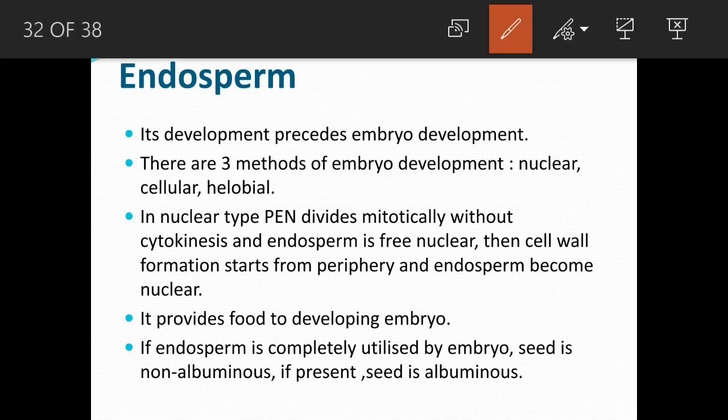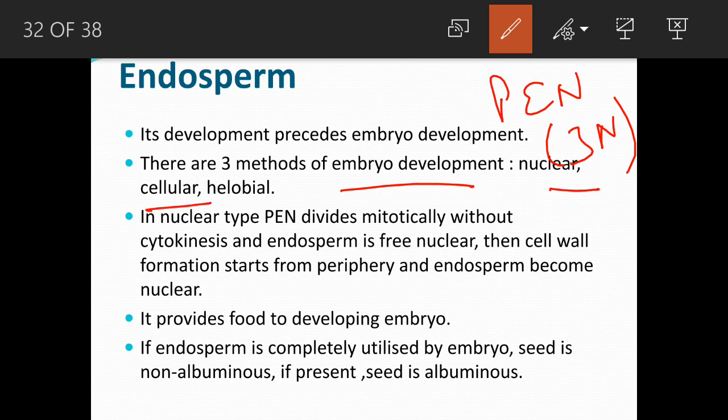Now, the development of the endosperm. The formation of endosperm is initiated by mitotic division of the primary endosperm nucleus, which is 3N. There are three methods of endosperm development: one is nuclear, cellular, and helobial.